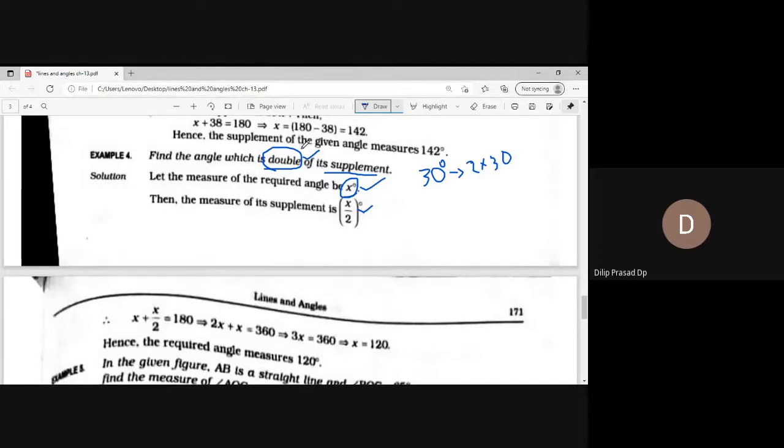Because it is given as double of the supplement. I have just told you, where there is addition, we have to do subtraction, and where there is multiplication, there we have to do division. Double means 2 into some angle, so to find the measure of its supplement we have to divide the given angle by 2. Here the given angle is x, so the other angle will be x by 2.